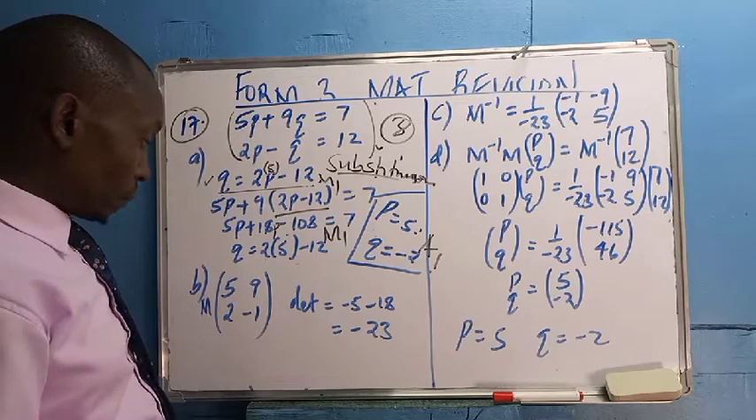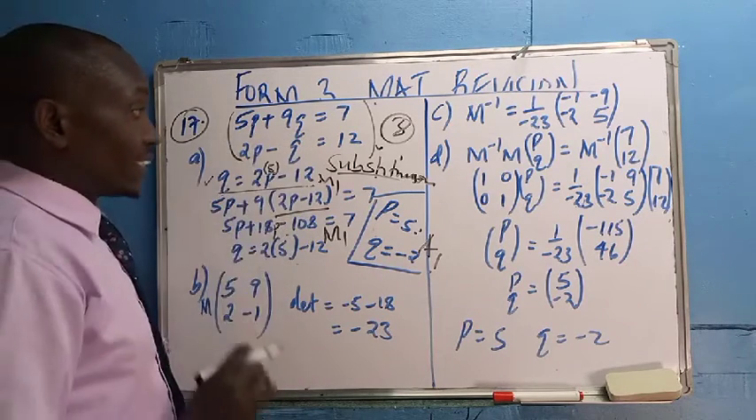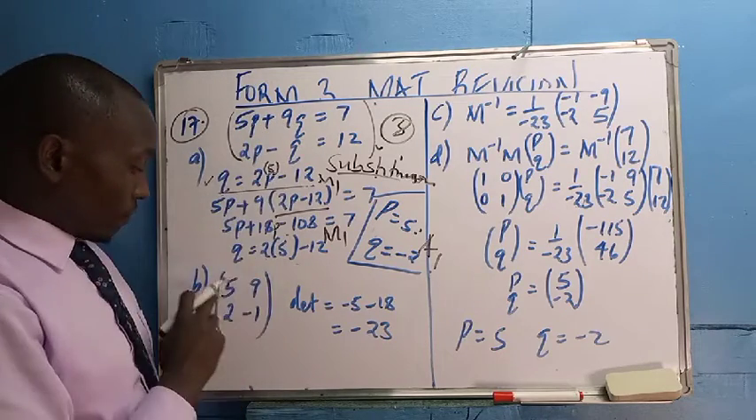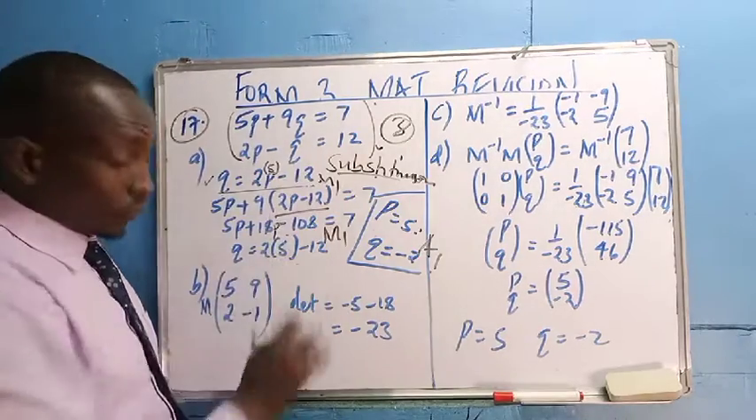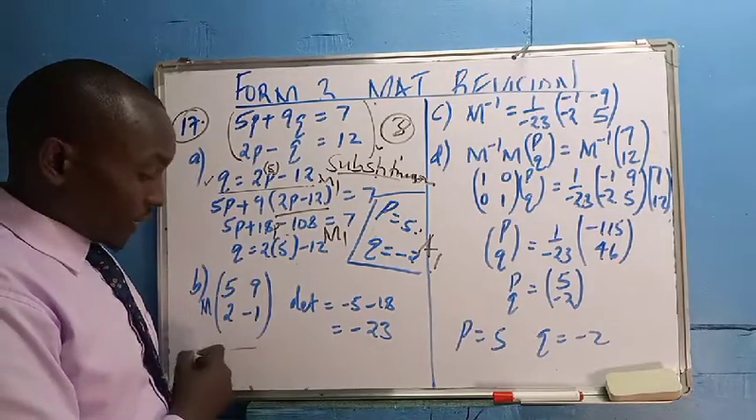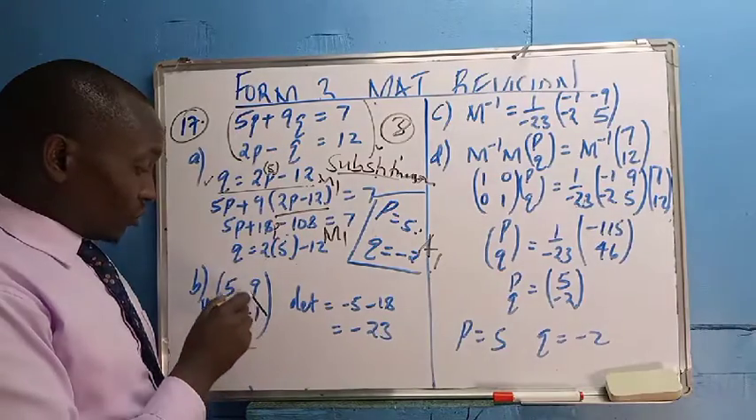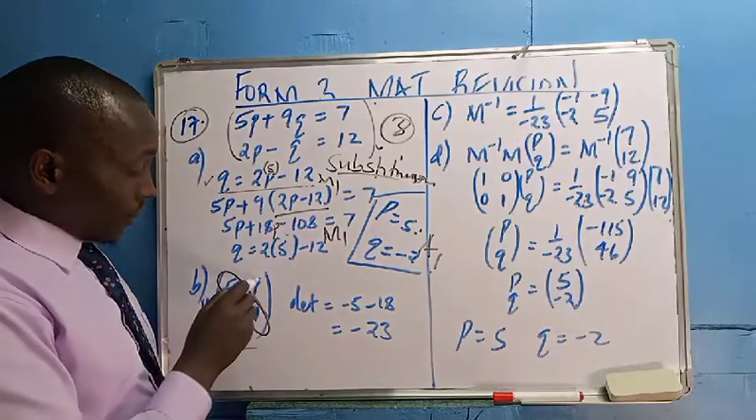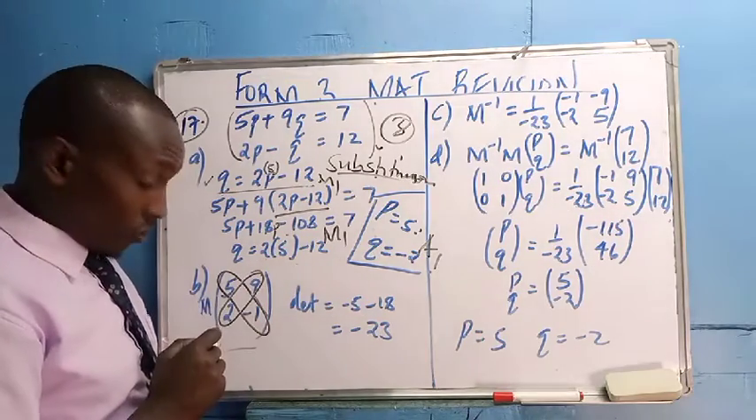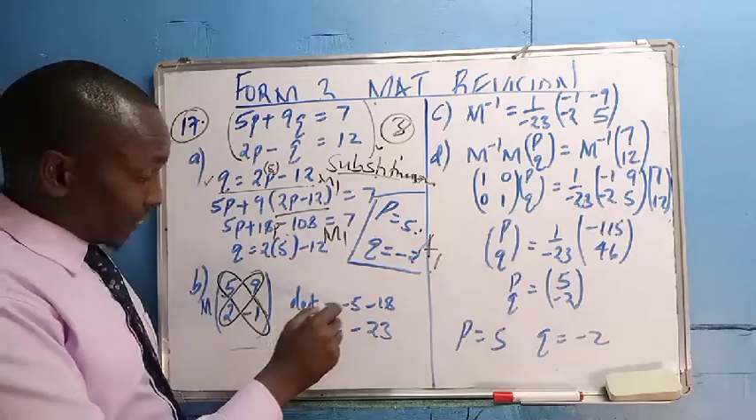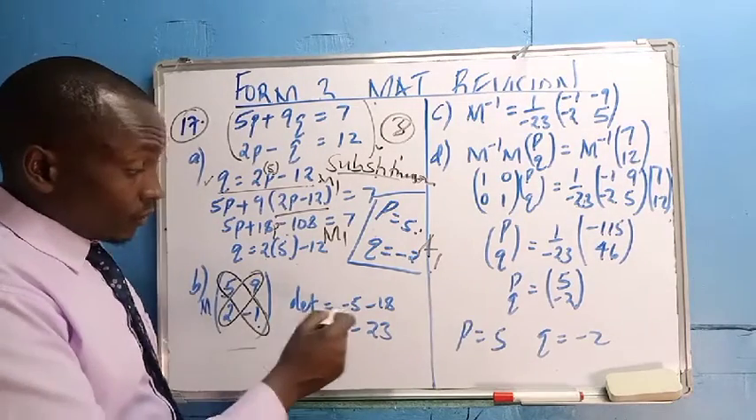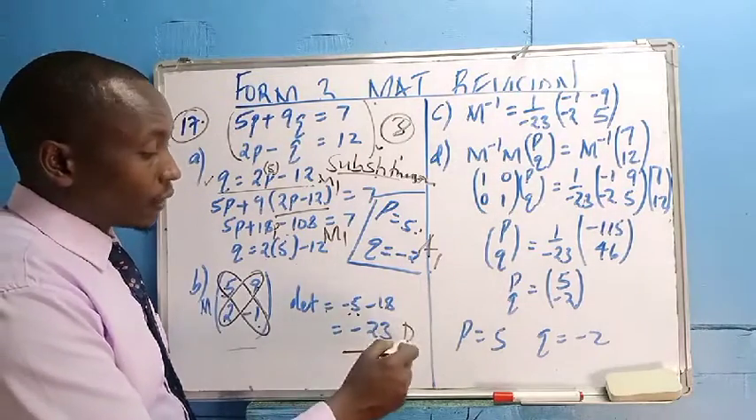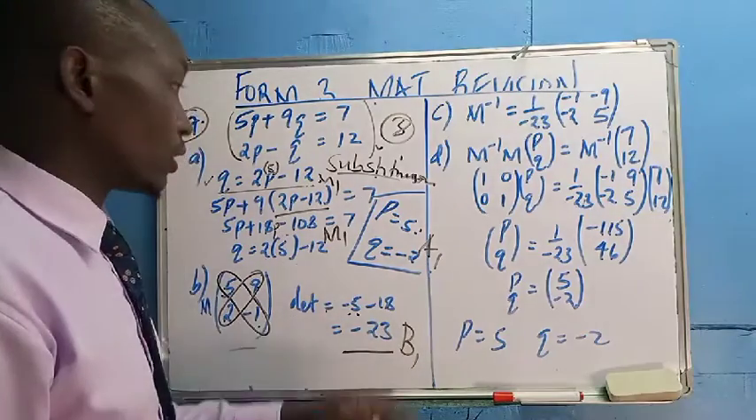Now, part B of it. We are given now the matrix of the coefficients here: 5, 9, 2, negative 1, in that order. Then I'm supposed to find the determinant. The determinant is equal to the product of the elements in the principal diagonal, minus the product of the elements in the other diagonal. So 5 times negative 1, that is negative 5, then minus 18. And that's how you get negative 23.